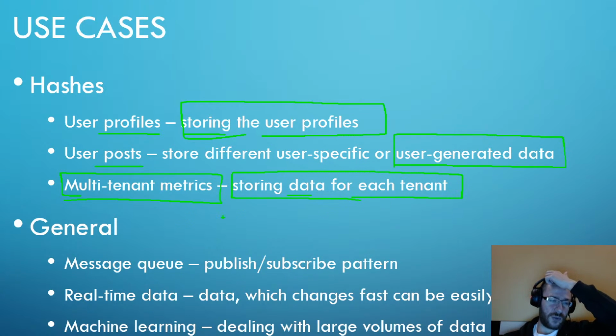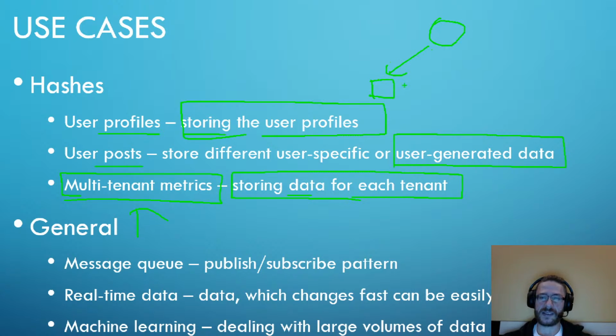If you're not familiar with what a multi-tenant application is, it means that we have a single application and each user has a separate database. And the application recognizes that this user needs to call this database here. That's the important part. So when we have multi-tenant metrics, we can store in a Redis instance data for each tenant.